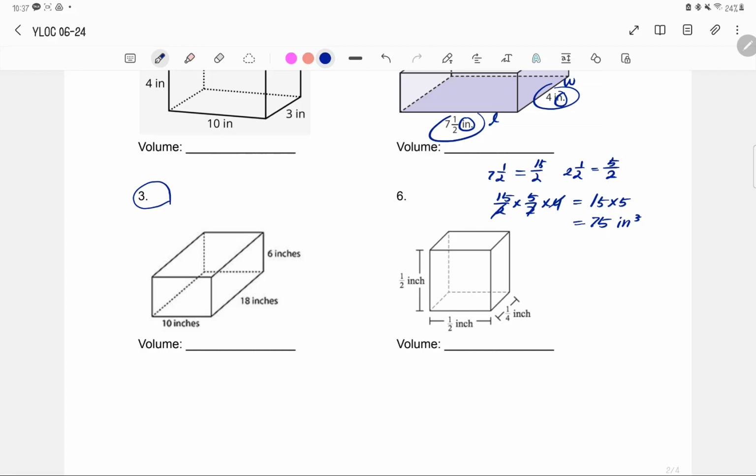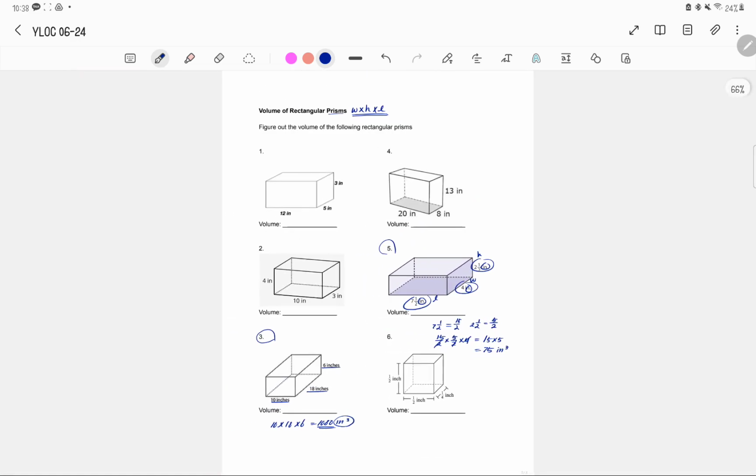Number 3, we were given 10, 18, 6. As we did in the last problem, number 5, we're just going to multiply all: 10 times 18 times 6. If you multiply, we're getting 1080. And the unit is going to be inch cubed. Sorry for saying squared.